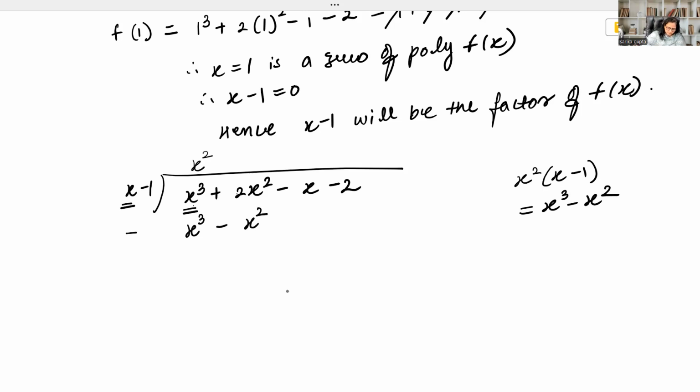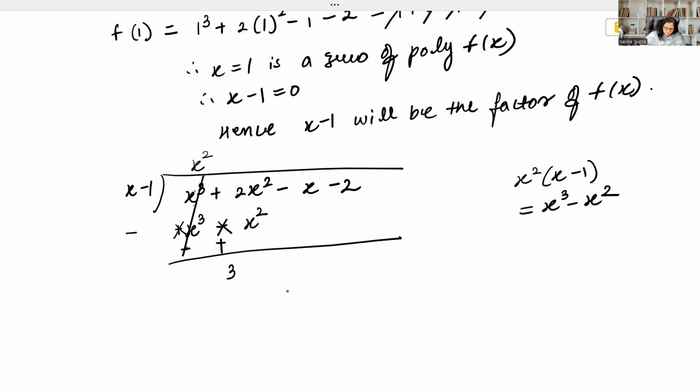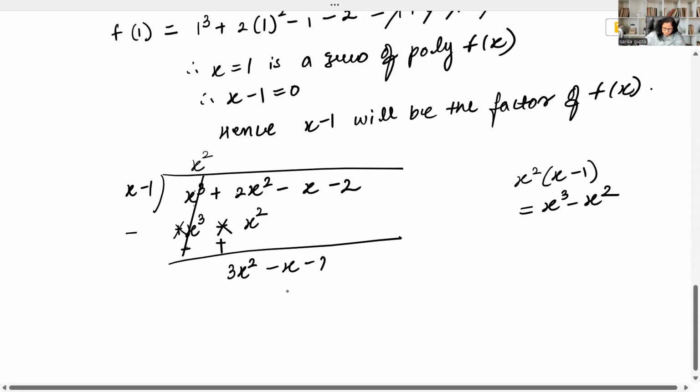Next step of the division, that is subtraction, the signs will be changed. This plus will be turned into minus and this minus will be turned into plus. Just cancel off these signs here so that there is no confusion. Now plus x cube and minus x cube will nullify each other. 2x square plus x square will give you the answer 3x square.